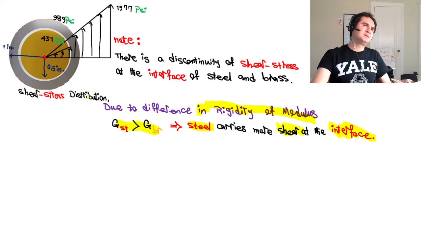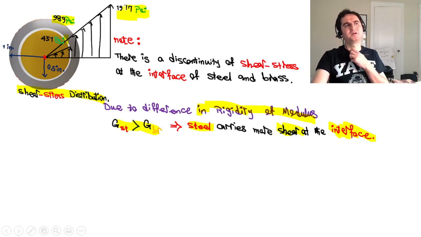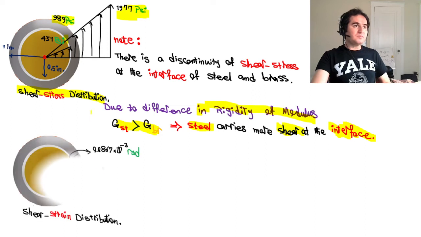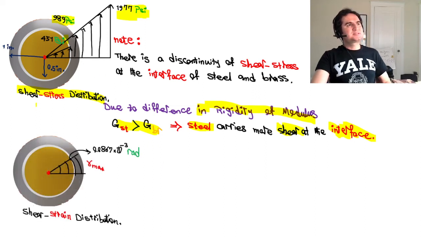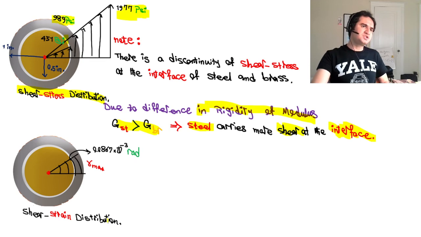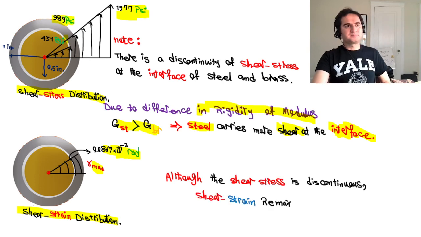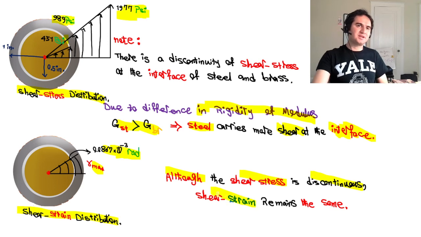That's the shear distribution, and then from the inner interface, 989 goes all the way to 1977 psi, which is at the outer radius. That's the shear stress distribution, while the shear strain distribution remains continuous for the entire cross section. And the reason for that is, although the shear stress is discontinuous, shear strain remains the same at the interface.